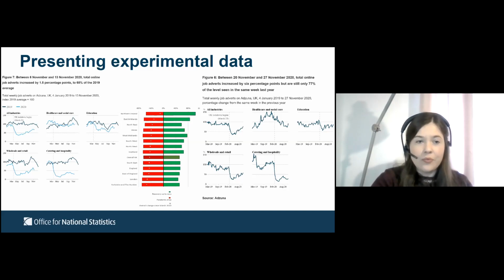And the main reason for using an index series is because we're aware that there are some issues of duplication in the online job advert data. So we want to display the information in a way which focused on the change in trends over time, as opposed to the actual levels of job adverts.